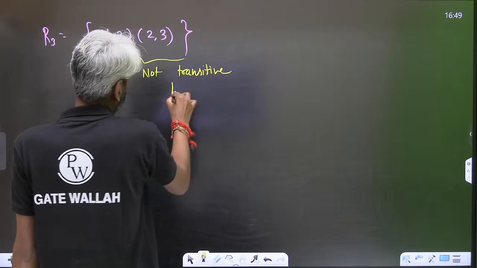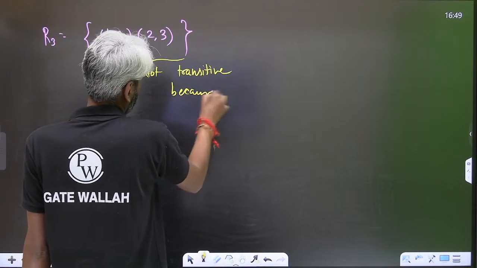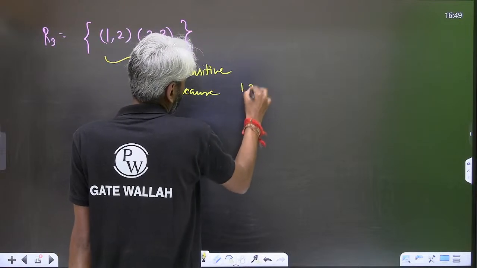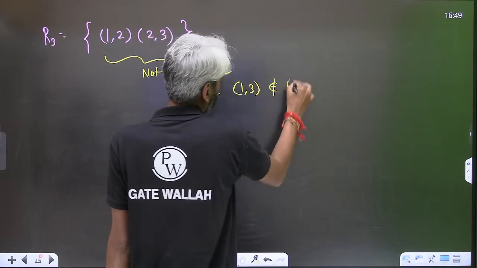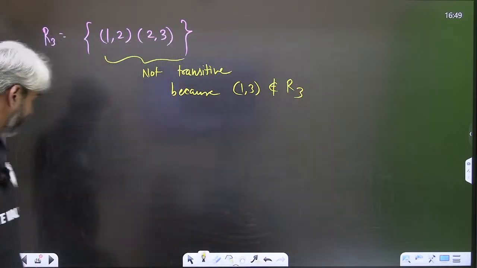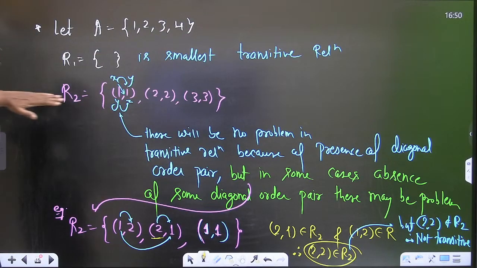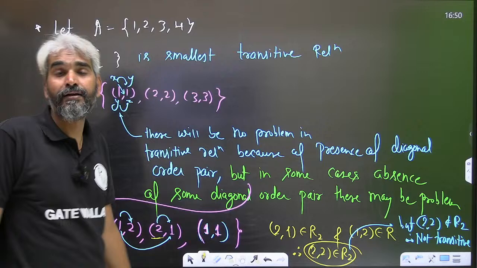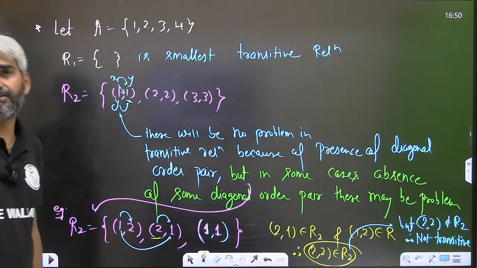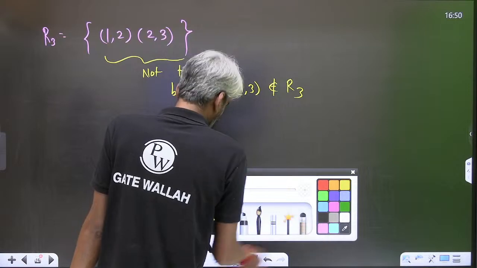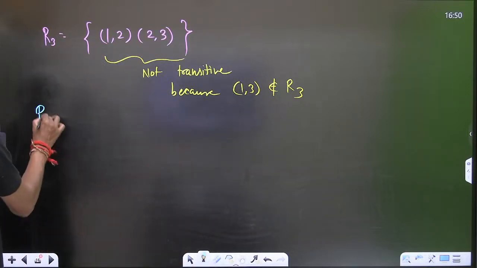Not transitive, because 1, comma 3 does not belong to R3. So, sir, is it the case that only the diagonal relation, or only the relation which contains only the diagonal ordered pairs, is the transitive relation? No, I'm not saying so. Just need to be alert when checking for transitive relations.